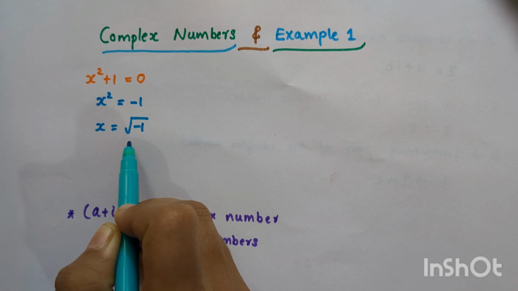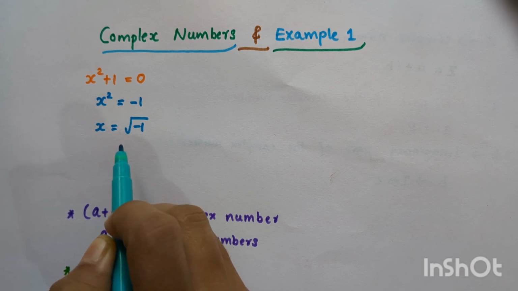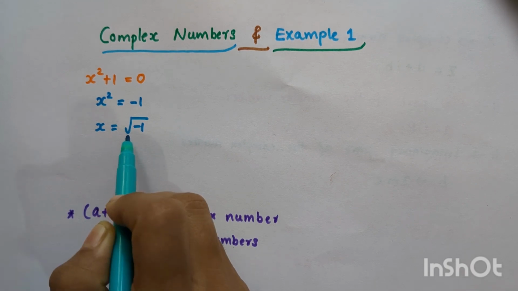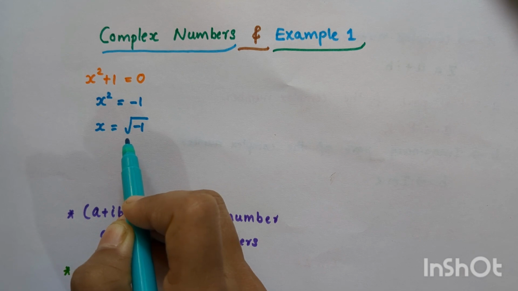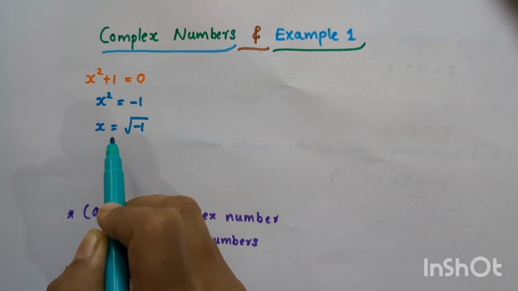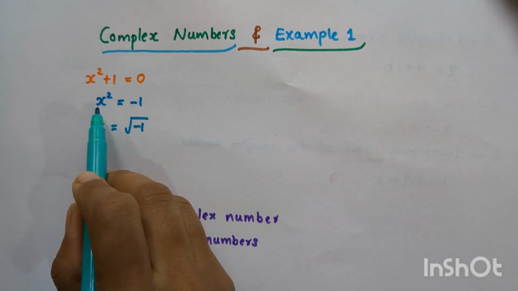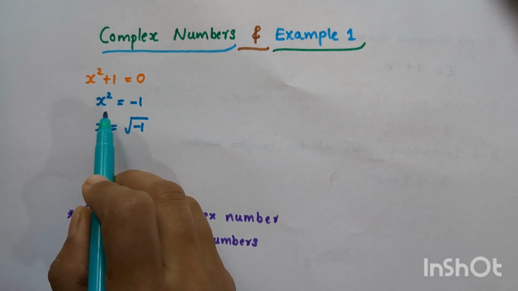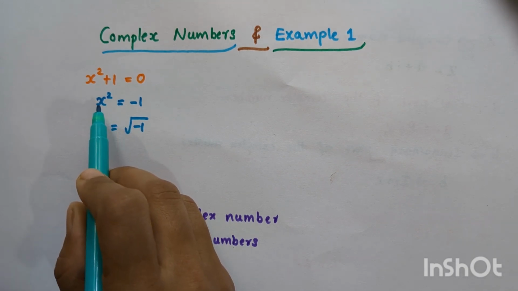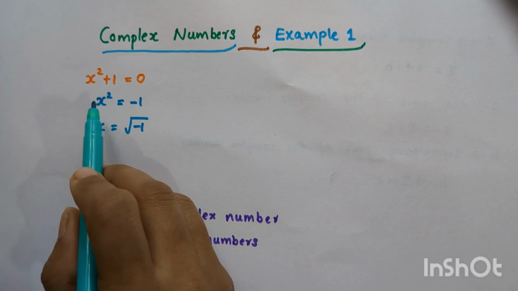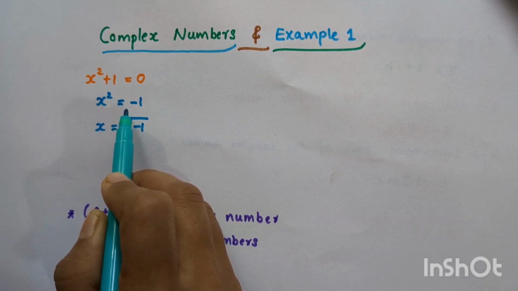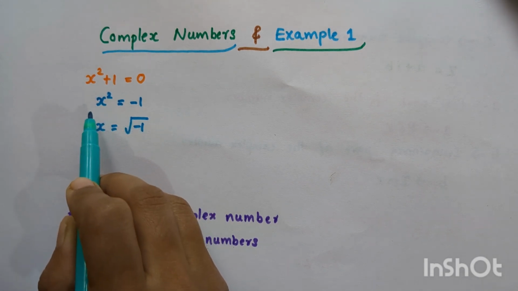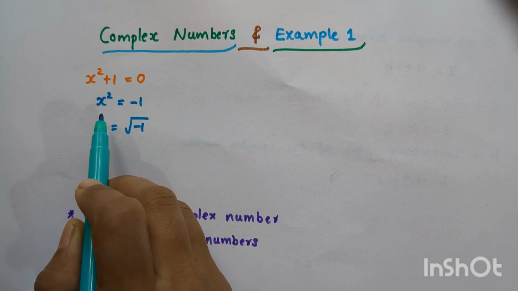See, we know that the square of every real number is positive. It cannot be negative. So, the square of every real number is non-negative. If x is a real number, then its square must not be a negative number. But here, x is not a real number, right? Because its square is a negative quantity. So, this equation has no real solution.